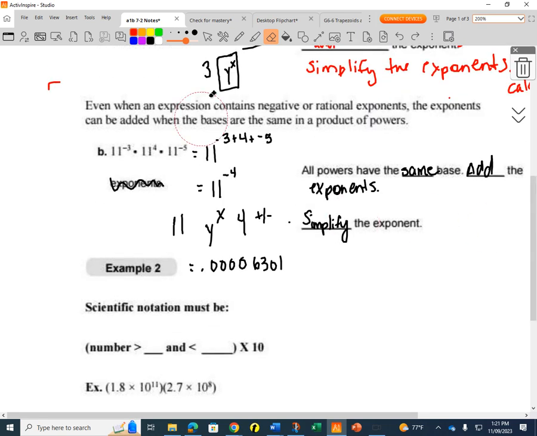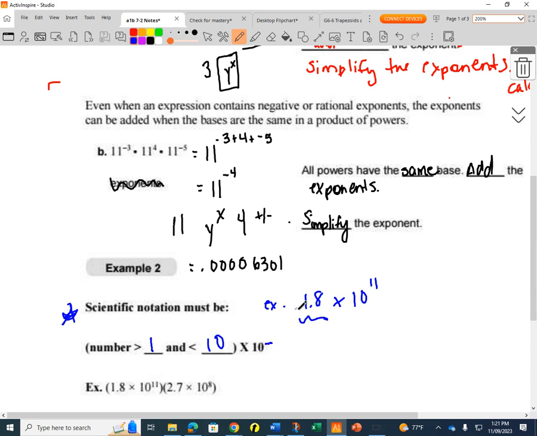All right, the next thing we're going to look at is scientific notation. Scientific notation has to look like this example here: 1.8 times 10 to the 11th power. This number has to be greater than 1 and less than 10. It's always multiplied with a big X. The only time we use an X now in math is when we're doing scientific notation. It's always 10 raised to some power.